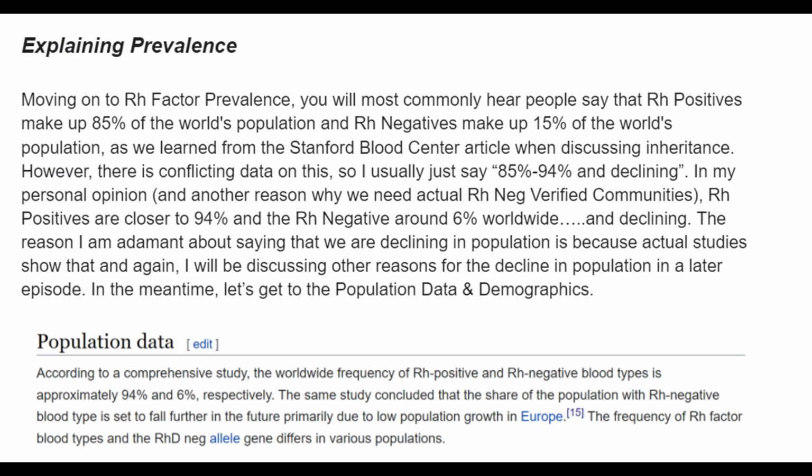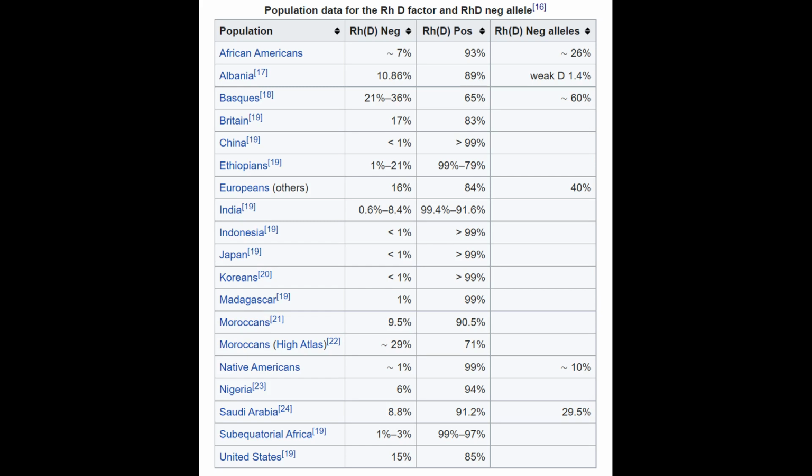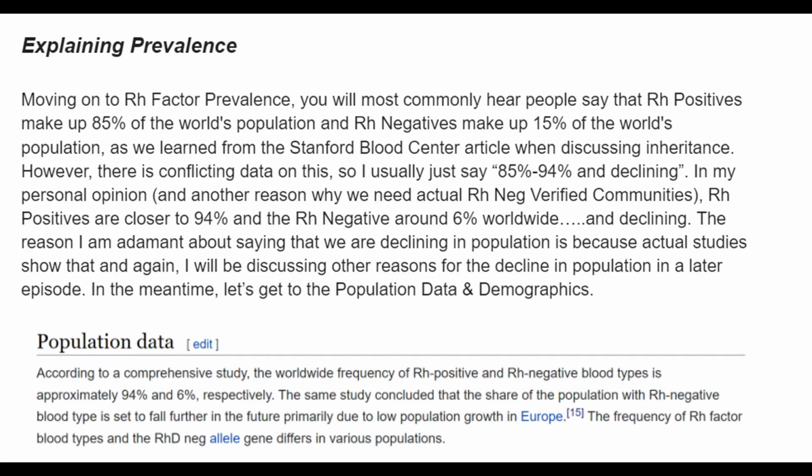Now again, you're not going to read this on anything else. Everybody is still saying 85%, 85-15, 85-15. But this is saying that it's 94-6, and it's the only thing that actually gives you a chart that breaks it down demographically. And the reason why people are saying 85-15 is because you'll see in this chart, in the United States, the Rh negative is 15%, and the Rh positives are 85%. That's within the United States, not worldwide. This is saying population data worldwide for Rh negatives versus Rh positives is 94% Rh positives and 6% Rh negatives worldwide.